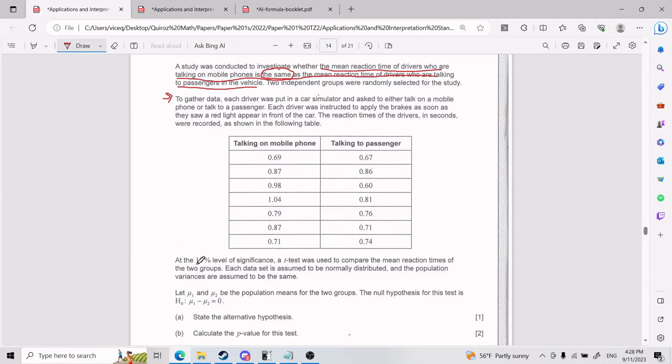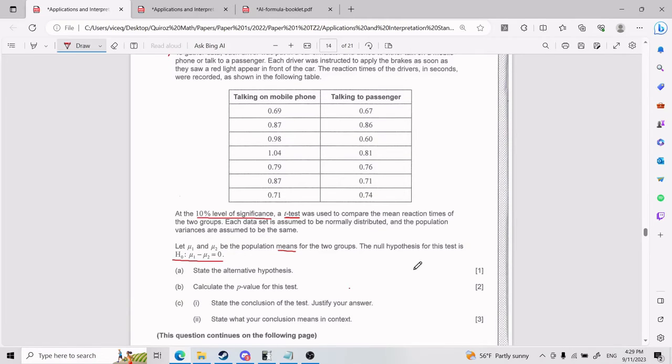Okay. At 10% level of significance, I'll explain that in a second. A t-test, I'll explain that in a second as well, was used to compare the mean reaction times of the two groups. Each data set is assumed to be normally distributed, and the population variances are assumed to be the same. Let μ1 and μ2 be the population means for the two groups. The null hypothesis for this test is this. Part A, state alternative hypotheses.